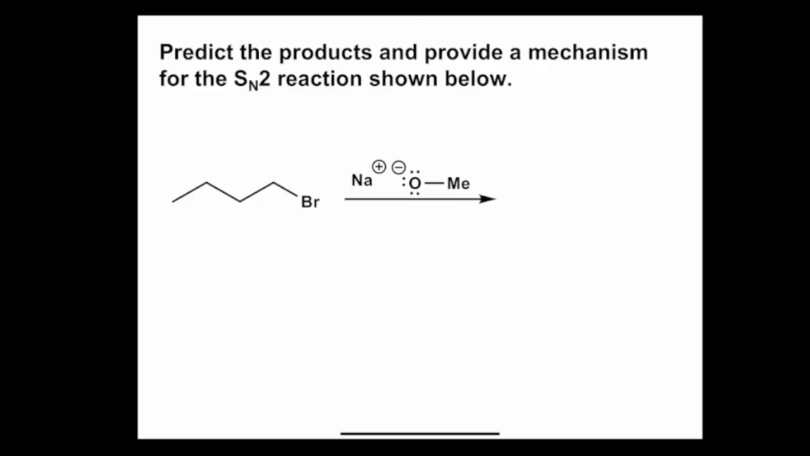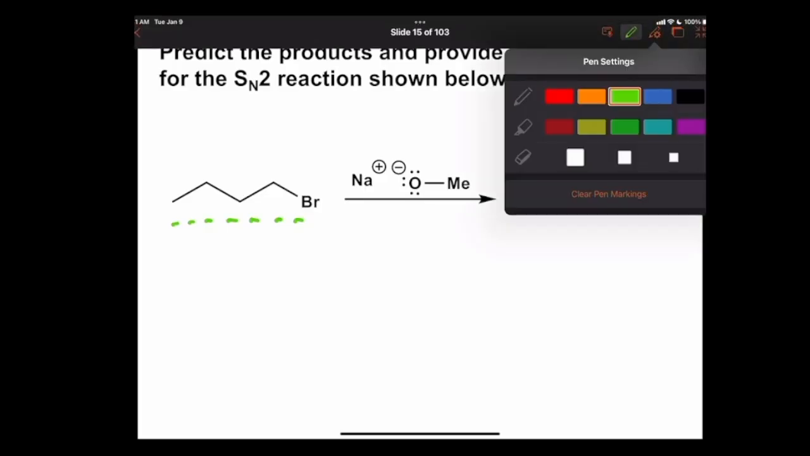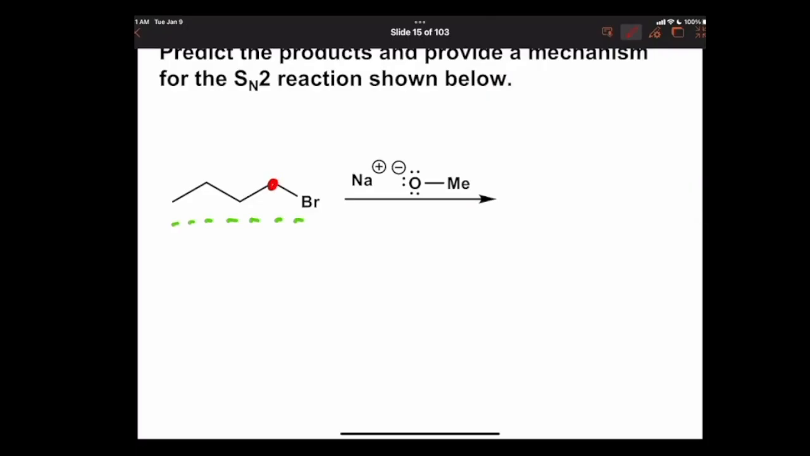So, let's draw the mechanism, and from the mechanism, predict the product. First thing, who's the nucleophile? Who's the electrophile? The electrophile is this thing right here. Where is the reactive center? The reactive center is this one right here, attached to the bromine. That makes my bromine my leaving group, right? Those are the pieces of it. The nucleophile is all of this, but most importantly, this is the part you should focus in on.